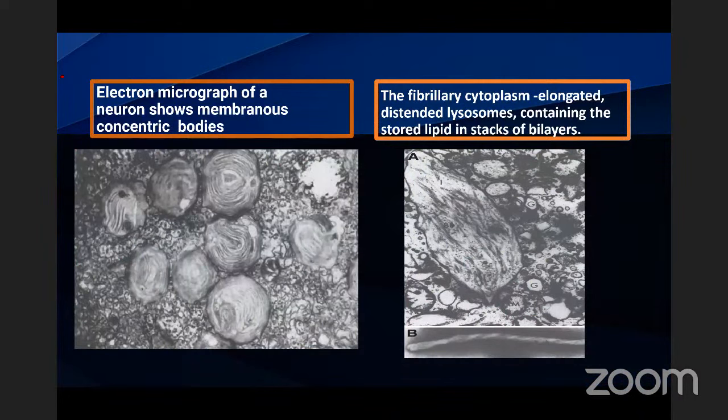Now, look at this. When we talk about the electron microscopy of Gaucher's disease, it typically has distended lysosomes, which contain stored lipid sacs, whereas Niemann-Pick will have your membranous concentric bodies. So this is electron microscopy of both of them, which you should be very, very clear with.